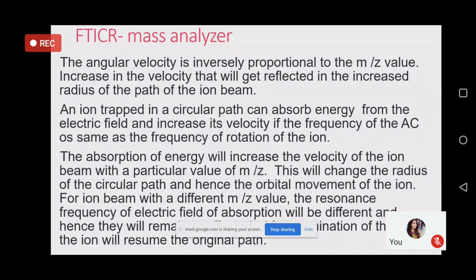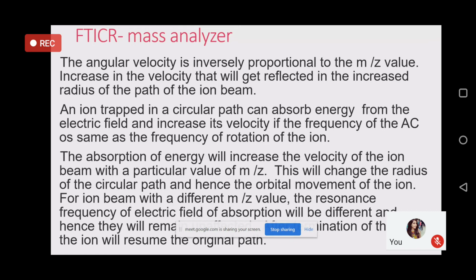So what we are now coming up to is what is called the ion cyclotron resonance phenomenon. An ion trapped in a circular path can absorb energy from the electric field and increase its velocity if the frequency of the alternating current is the same as the frequency of rotation of the ion. Why is it called resonance? Always you call it resonance when two things are coinciding, having the same magnitude, the same value.